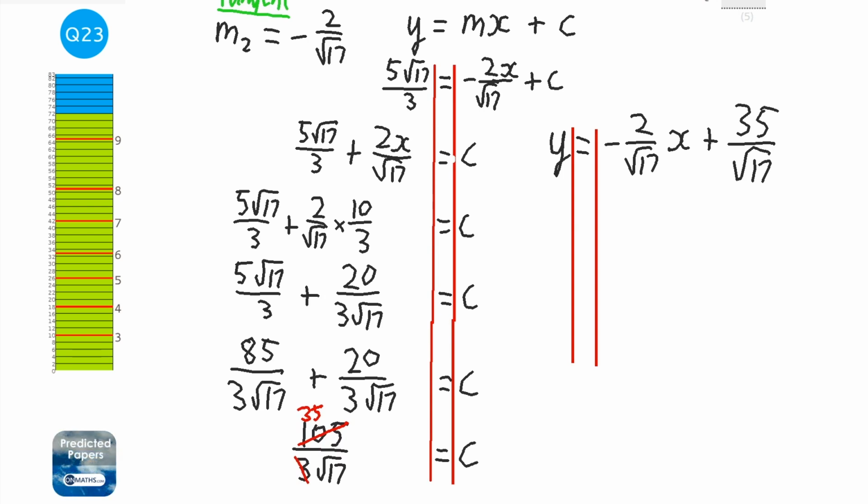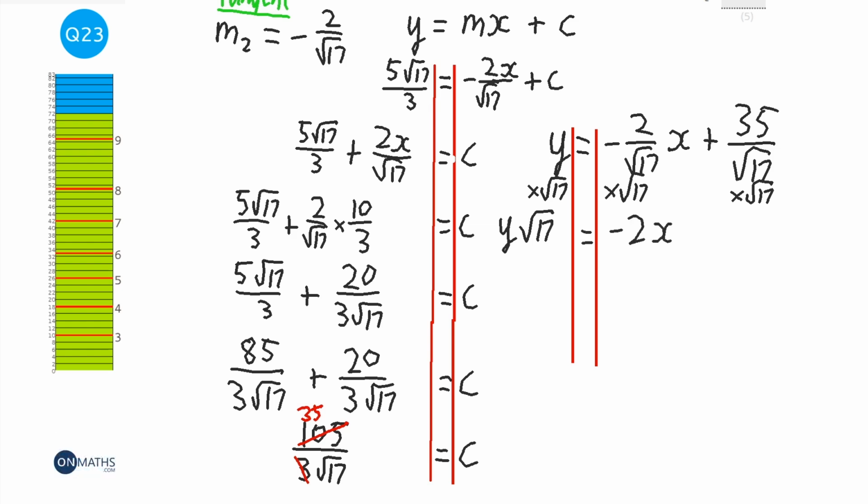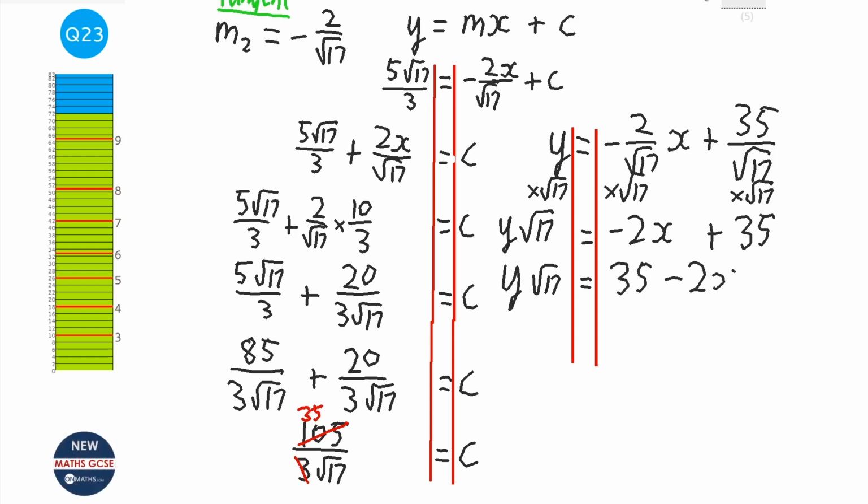And what this is suggesting that we do is times everything by root 17. So we times everything by root 17. Don't forget that you've got to times each term, so that's all 3 terms. So here we've got y root 17 equals minus 2x, because it's got rid of that over root 17, plus 35. And it wanted it swapped around, so we'll just tidy that up. So it's 35 minus 2x.